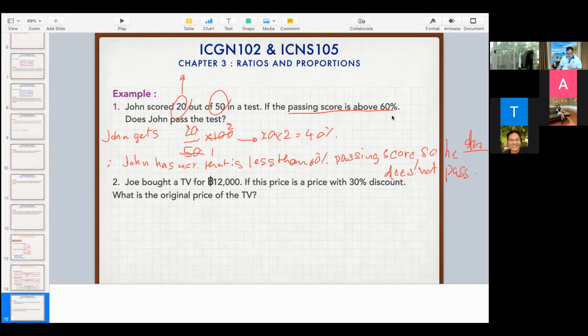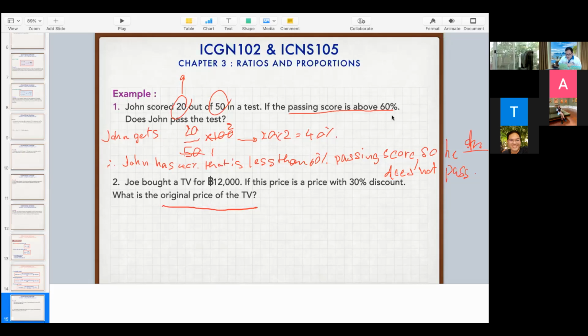Next. We said that Joe bought a TV for 12,000 baht. If that is the price with a 30% discount, what is the original price of the TV? In this one, I want you to try thinking about the formula that we have got, because you have to use the formula already. They don't ask you whether you should buy it or not, but they ask for the original price of the TV.